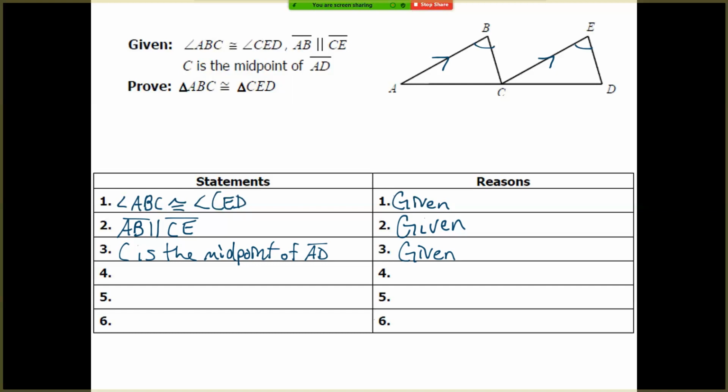So we've marked some information in our diagram from those three things. We didn't mark anything when we wrote statement number 3 that C is the midpoint of AD. Remember, a midpoint cuts your line segment into 2 equal pieces. So from C being the midpoint of AD, we know that AC has to be congruent to CD by the definition of a midpoint. And I'm going to mark that in my diagram. So this right here is congruent to this right here.